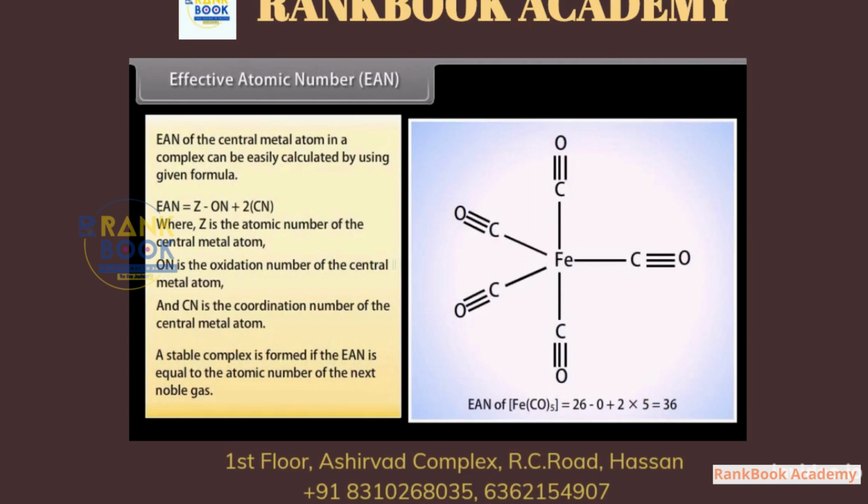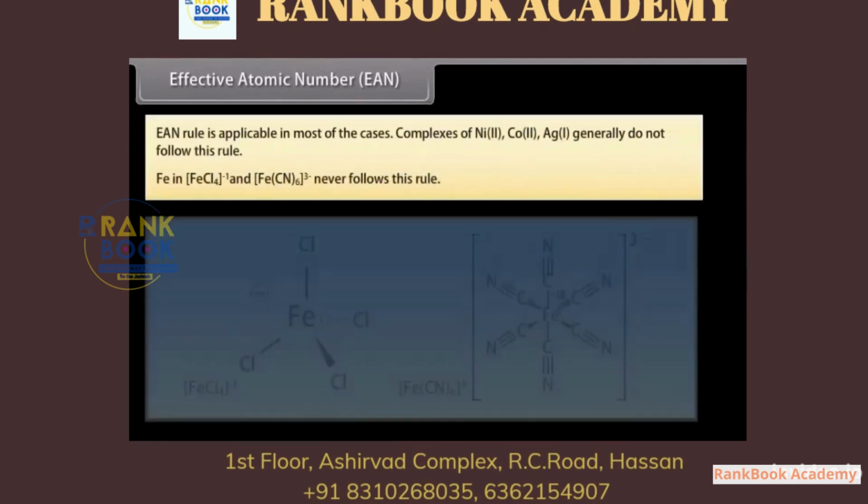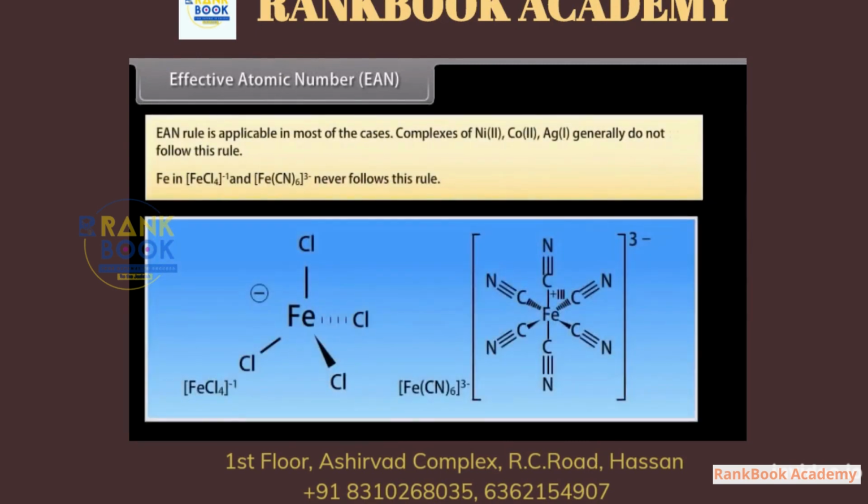For example, EAN of Fe(CO)5 is equal to 26 minus 0 plus 2 into 5 is equal to 36. EAN rule is applicable in most of the cases. Complexes of Ni2+, Co2+, Ag+ generally do not follow this rule. Fe in [FeCl4]- and [Fe(CN)6]3- never follows this rule.